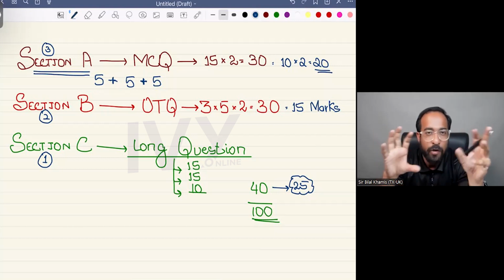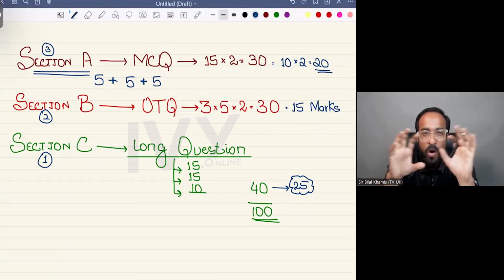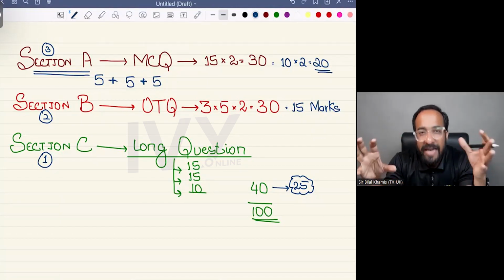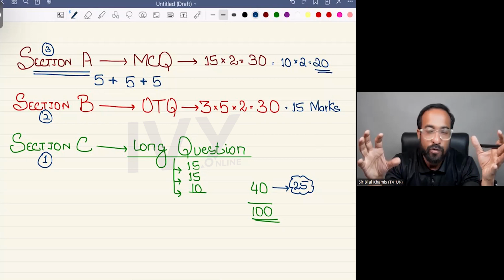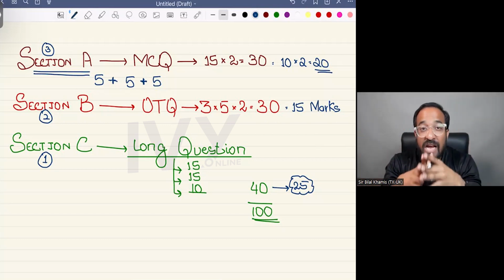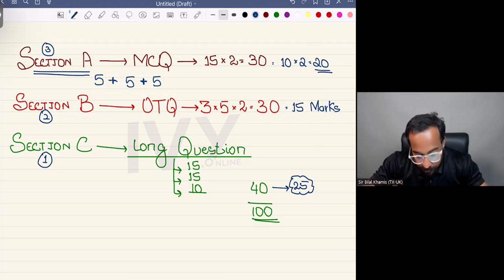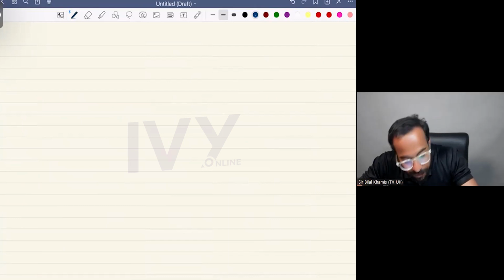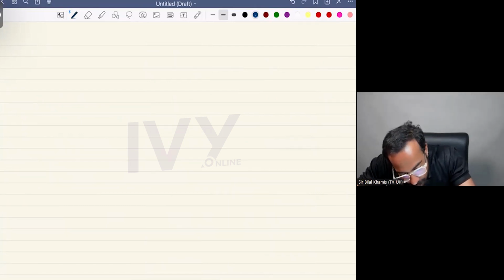You have something in your heart that you haven't performed well yet in section A or section B. So this psychological impact will affect section C as well, although you know how to solve section C. Now, moving towards the chapters, I'm writing the list of the chapters.